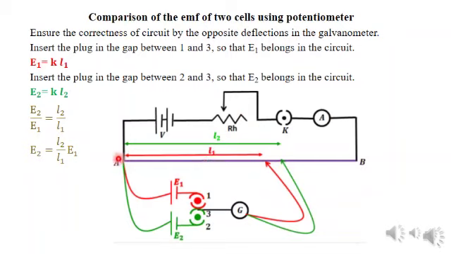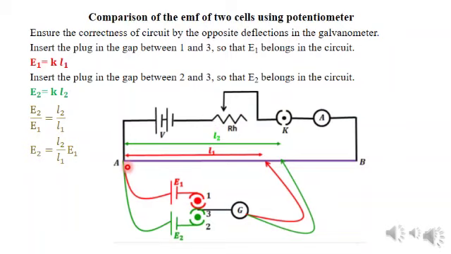From end A, connect a wire to the positive terminal of the driving cell or battery. From the negative terminal of the battery to the down terminal of the rheostat, to change the current in the circuit. From the up terminal of the rheostat to the key, then from the key to the ammeter to check the current in the primary circuit, then from the ammeter to end B of the potentiometer wire. This is the primary circuit of the potentiometer experiment.